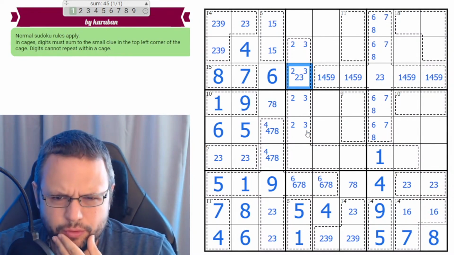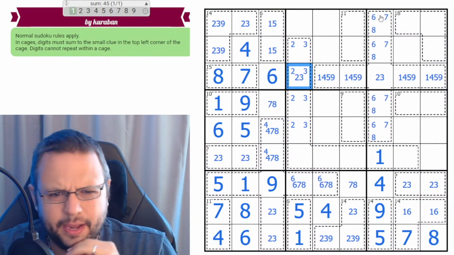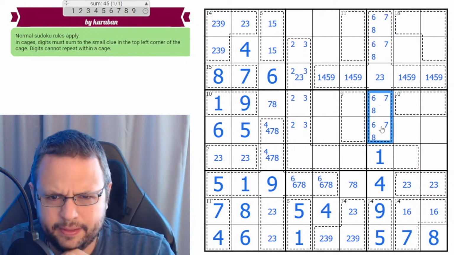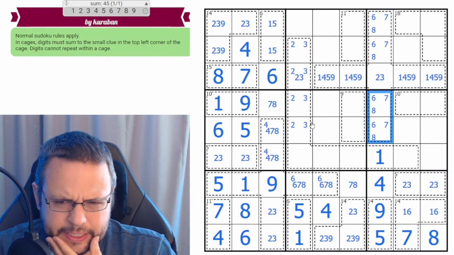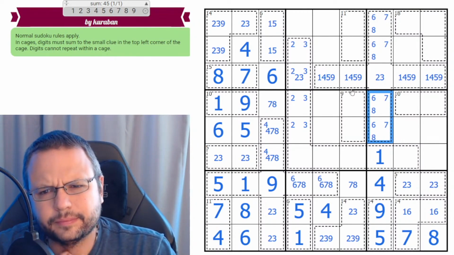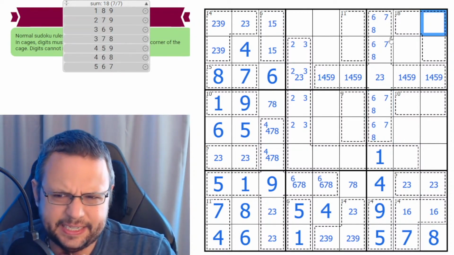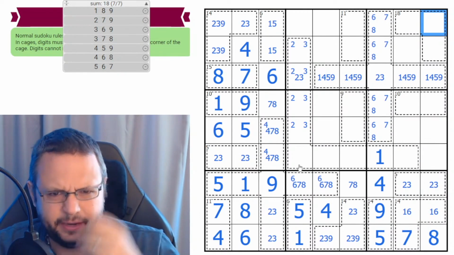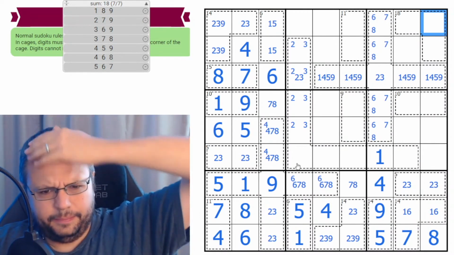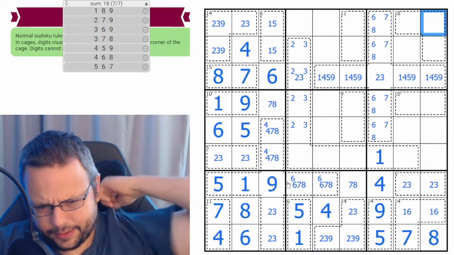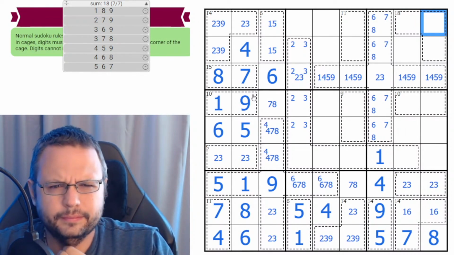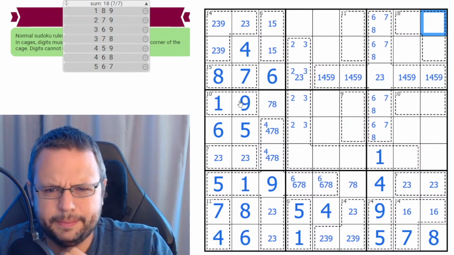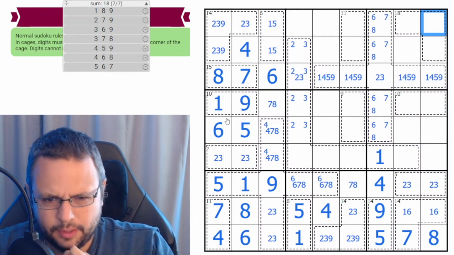What did that do? Surely it did something. I know that there is a 2 or 3 in this column to finish this off, but I don't know which yet. I don't think this 18 needs any particular digits. It's got lots of possibilities. What am I missing now? I'm sure the answer is something.